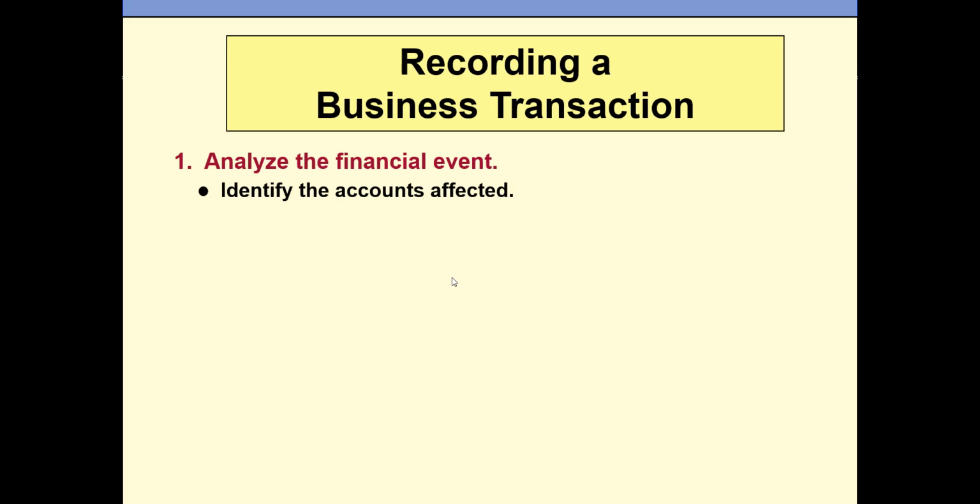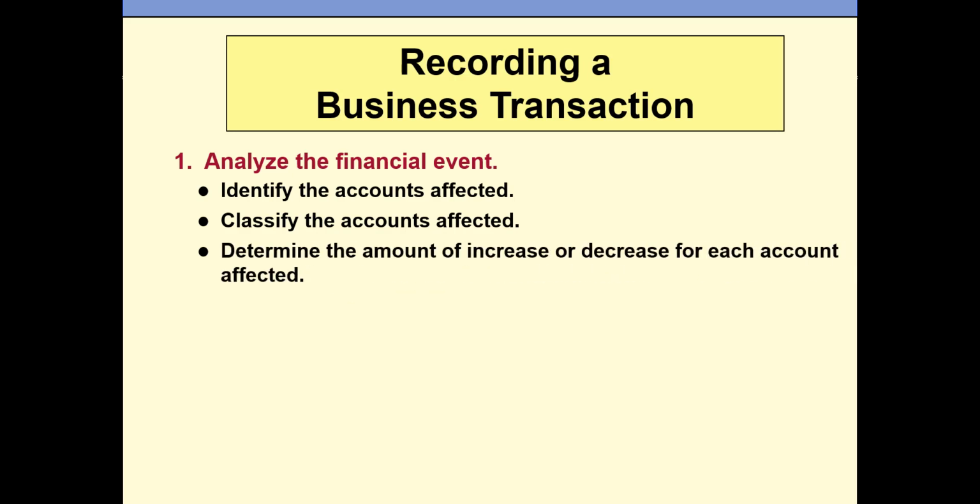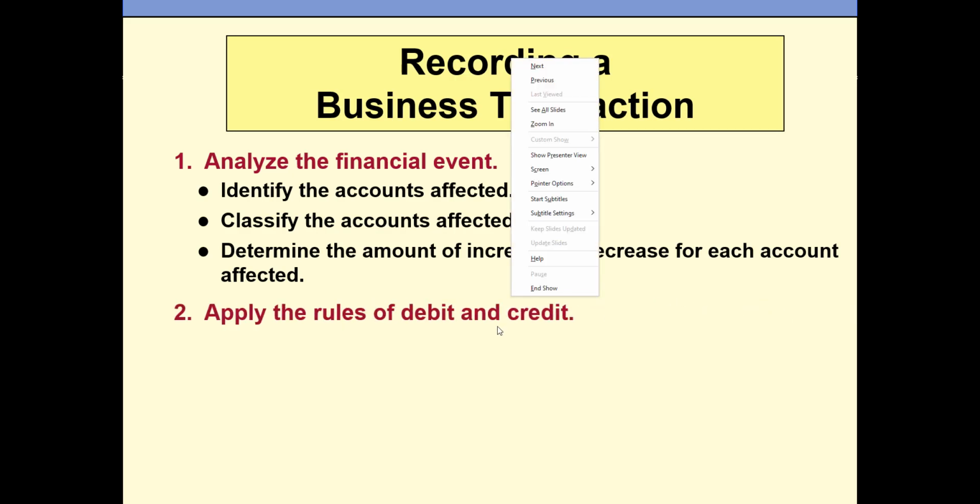Every accounting transaction must have at least 2 accounts involved. It's a double entry system, so there's always at least 2 accounts affected. And each of those accounts is classified as either an asset, liability, equity, revenue, or expense account. How they are classified helps us determine how to journalize the transaction. Once we know what type of account they are, we can determine the amount of increase or decrease for each account affected, and then we can apply the rules of debit and credit.